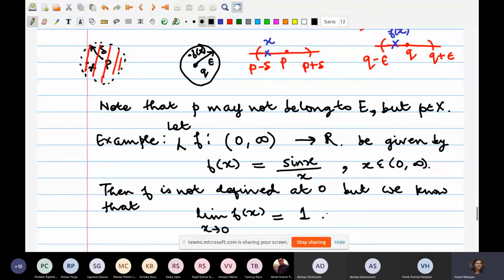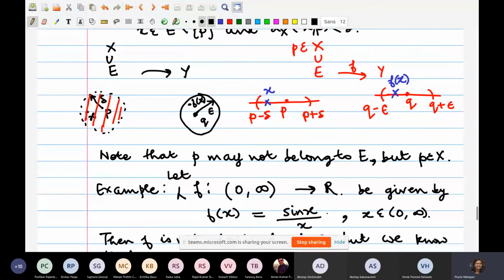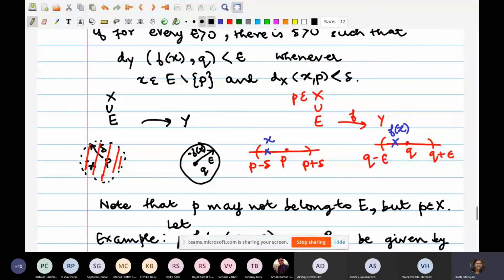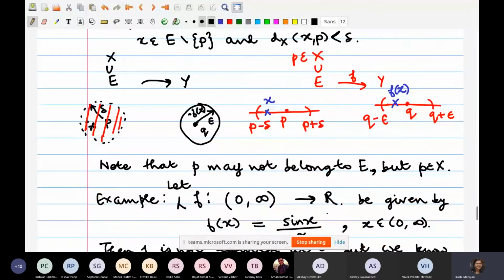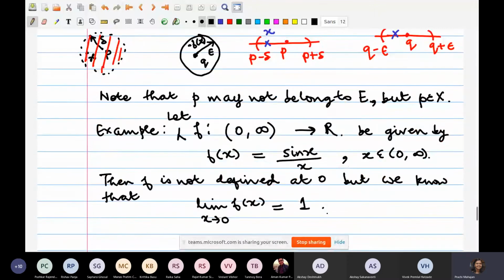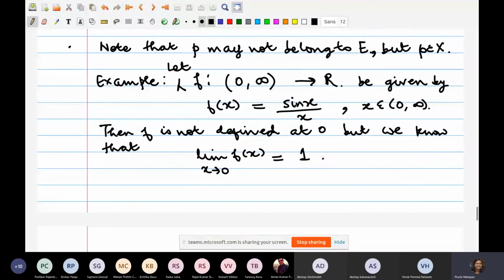In that case, we are saying that the limit of the function f exists and equals some point Q. So even if P belongs to the set E, it is very well possible that the limit of the function f as we tend to the point P does not equal f of P. So this is another thing that I would like to highlight.